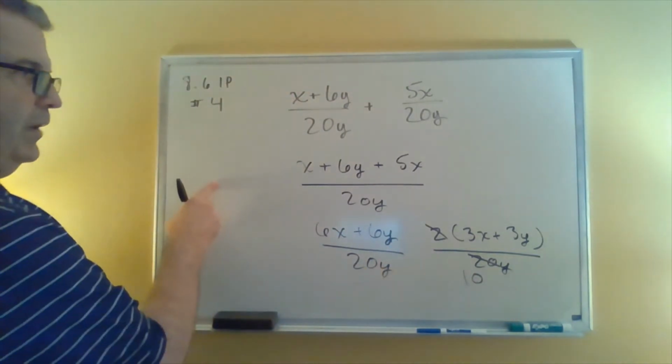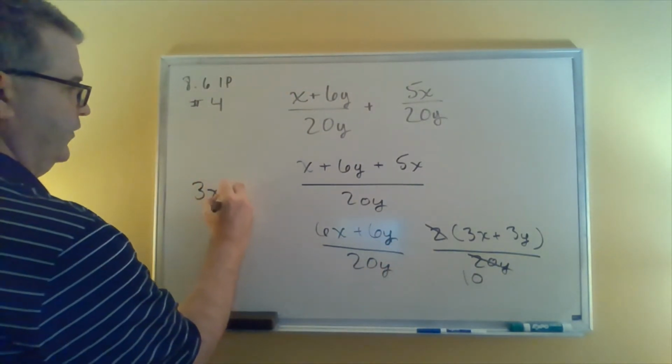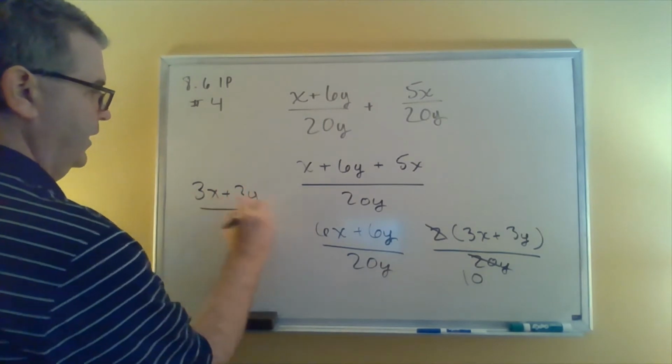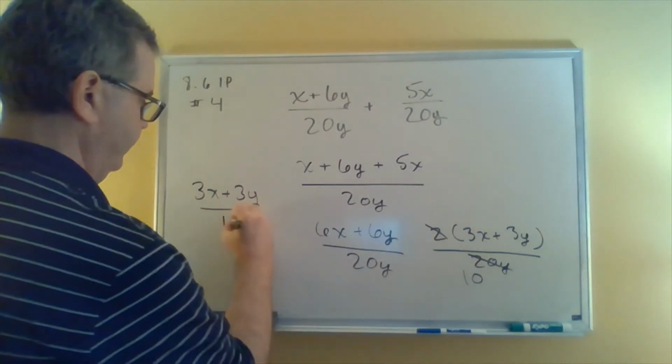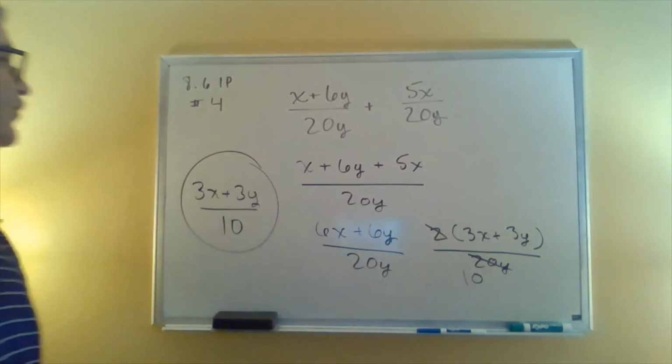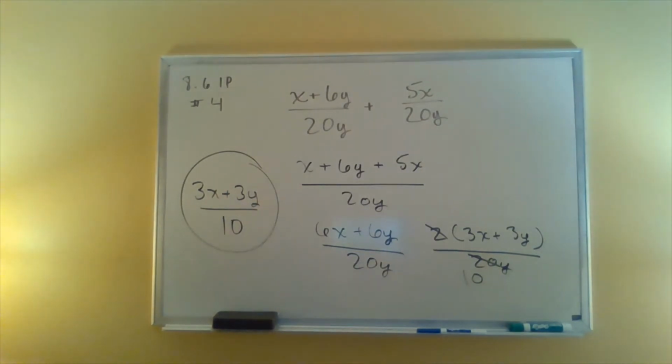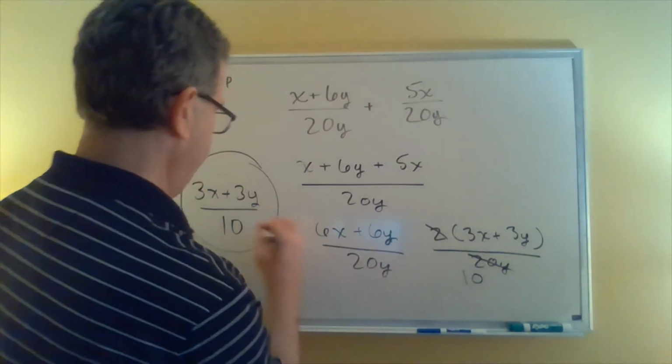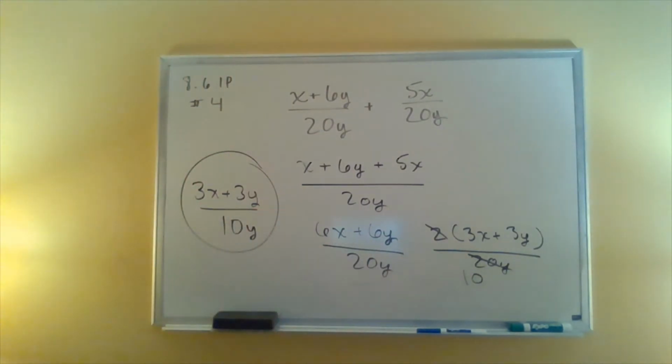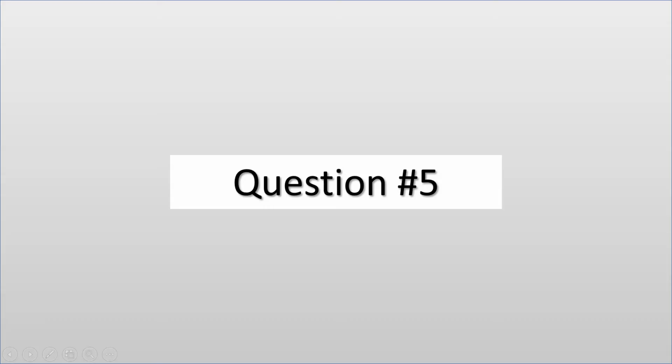So I'm going to rewrite the answer over here. I'm going to have 3x plus 3y, and that's going to be over 10. There's my answer to number 4, 3x plus 3y over 10. I forgot my y. 3x plus 3y over 10y. That is my answer to number 4.